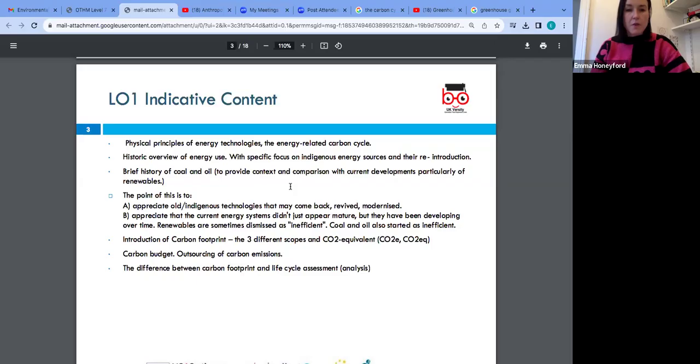We will introduce what a carbon footprint is, the different three scopes of CO2 equivalent, and what the CO2 equivalent is, what does that mean? We will cover the carbon budget and outsourcing of carbon emissions, and then we will explore the differences between a carbon footprint and life cycle assessment, also known as life cycle analysis.